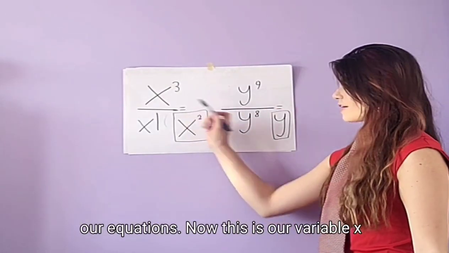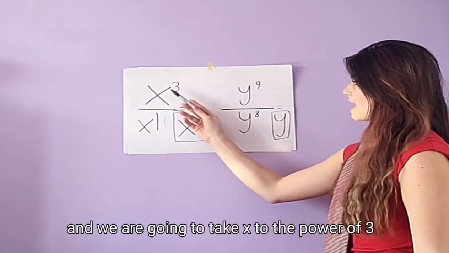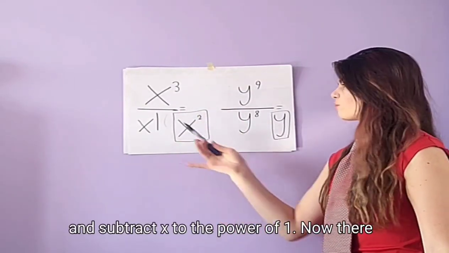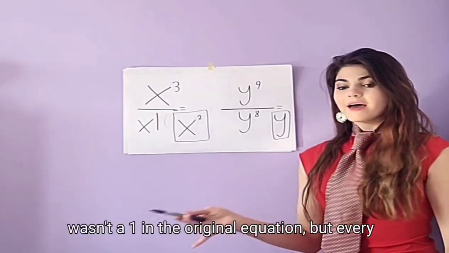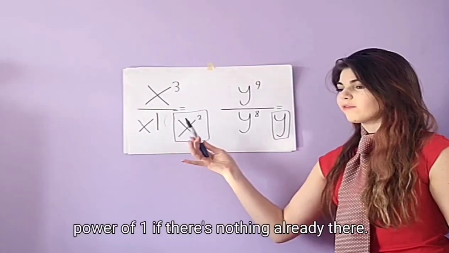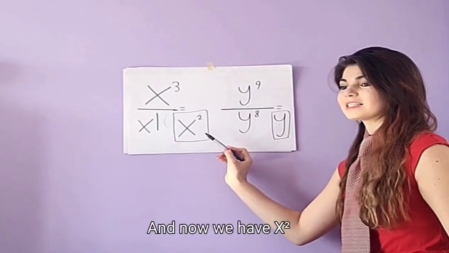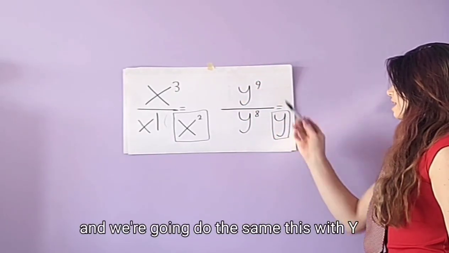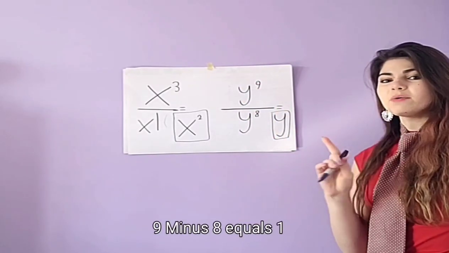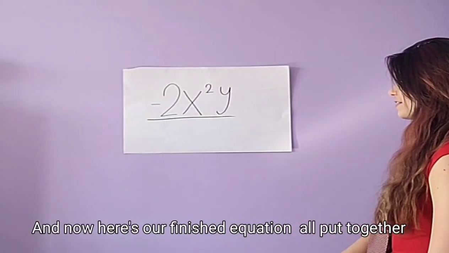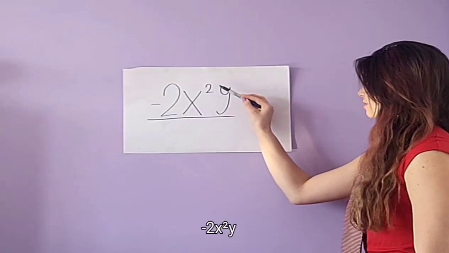Now, this is our variable, x. And we are going to take x to the power of 3 and subtract x to the power of 1. Now, there wasn't a 1 in the original equation, but every number and every variable is always to the power of 1 if there's nothing already there. So, we're going to take 3 minus 1, and now we have x to the power of 2. And we're going to do the same thing with y. 9 minus 8 is 1, but we don't need to show the 1, so we can just write y. And now, here is our finished equation all put together. Negative 2x to the power of 2, y.